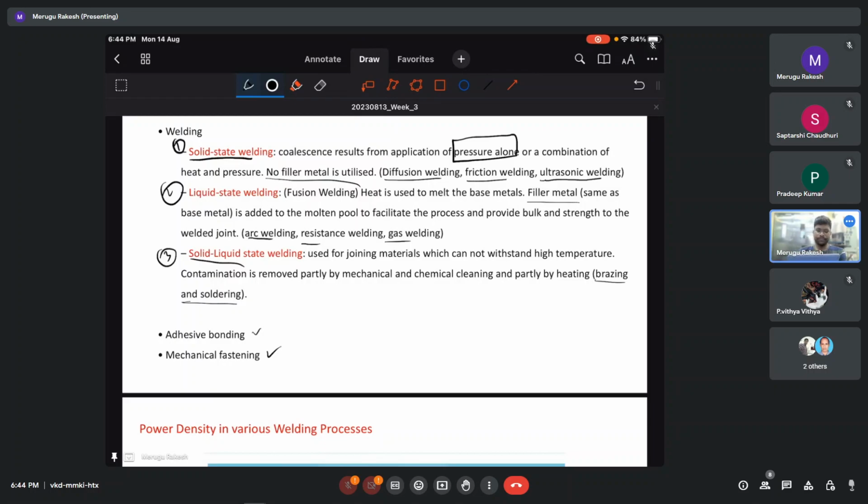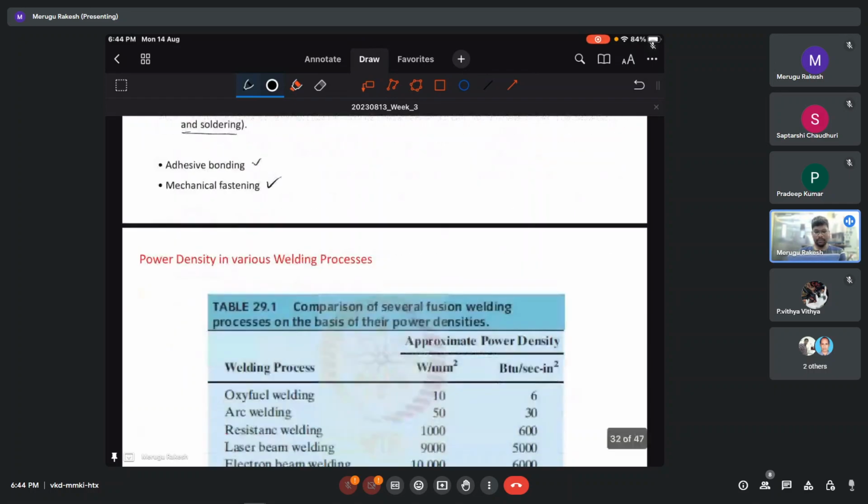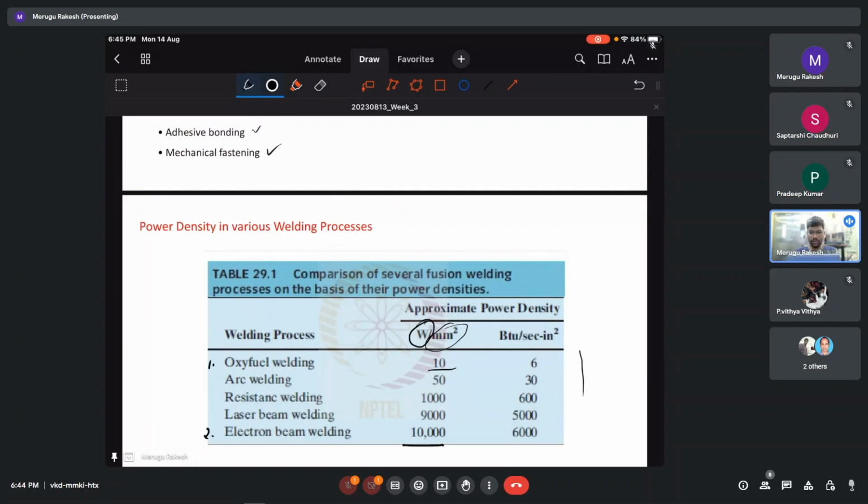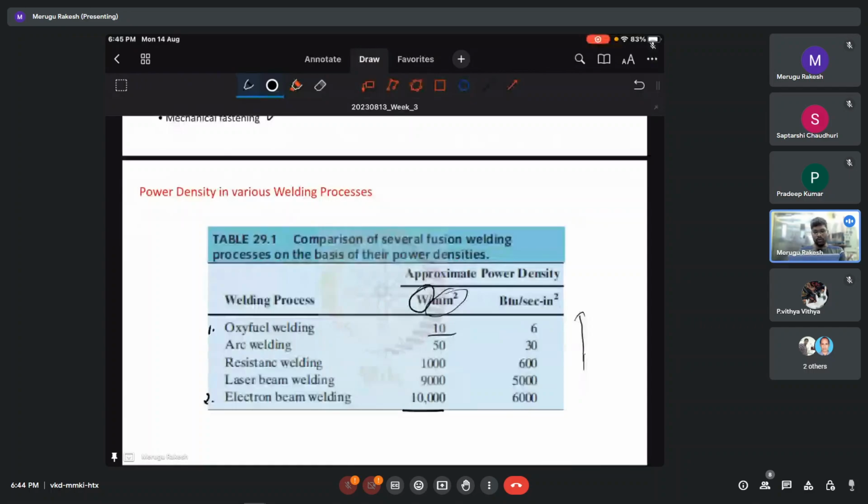Okay. Then let us see power density, which is an important term. Power density is nothing but the amount of power that you are applying per unit area. If you see oxyacetylene welding, we have 10, and if you see the electron beam, we have 10,000. It is increasing as you go from top to bottom. Arc welding is 50, TIG welding is 1000, laser welding is 9000, and electron beam welding is the highest.